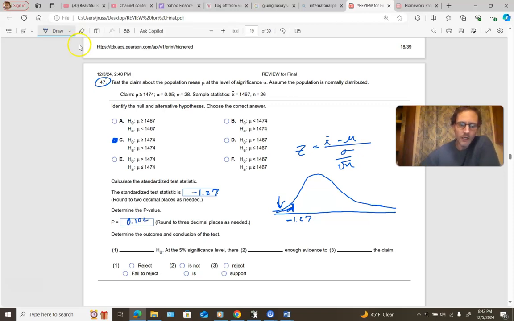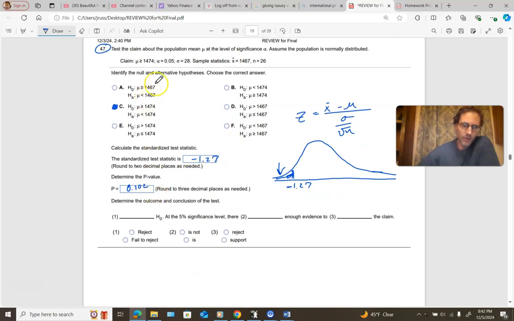Okay. Now, to determine whether we reject the null hypothesis or not, we would compare the p-value with alpha. Okay. So, well, the p-value is greater than alpha, because alpha is 5%. So if the p-value is greater than alpha, then we fail to reject H0. At the 5% significance level, there is not enough evidence to reject the claim. Okay.